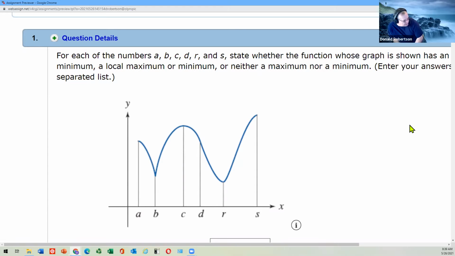Now, you are looking at B and not seeing a valley. I do see a valley. It's a very steep Norwegian fjord valley, but it still counts as a valley. And so there is a local minimum at B and there is a local minimum at R. And there's an absolute minimum also at R. Okay.